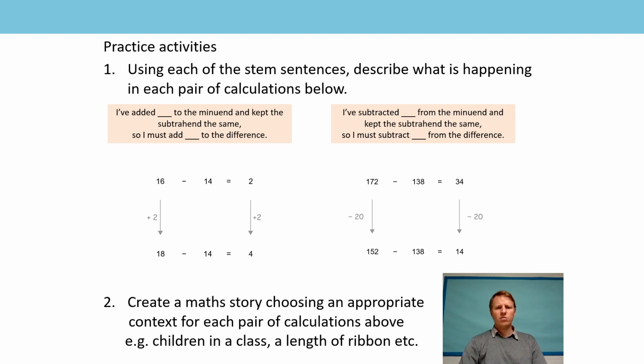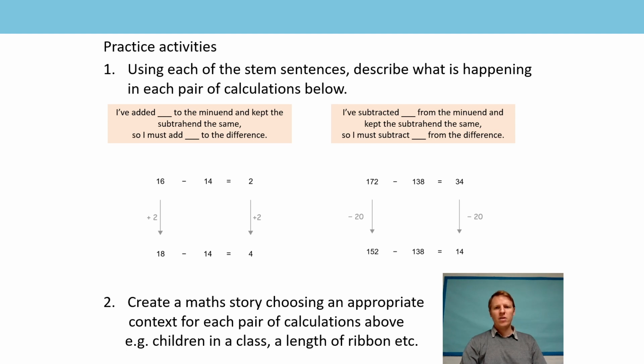Now let's look at the next one. We've got 172 subtract 138 is 34, and I suggested a length of ribbon. So if we're finding the difference, that would mean maybe we have 2 different pieces of ribbon, maybe 2 different colors. And if the minuend is decreasing, then maybe the length of ribbon would decrease in size. One of them would become smaller, the other one would stay the same size. So let's look at that.